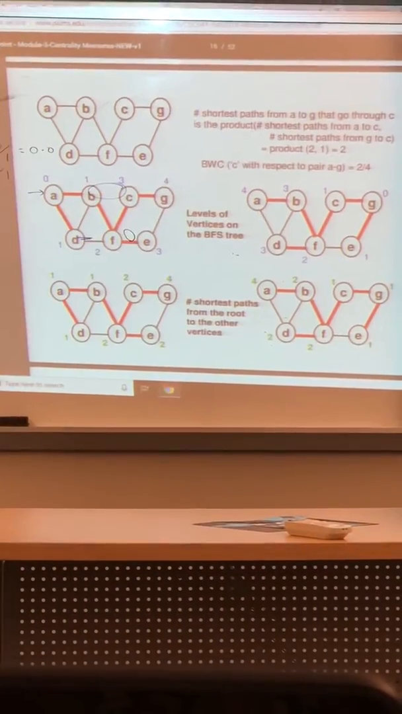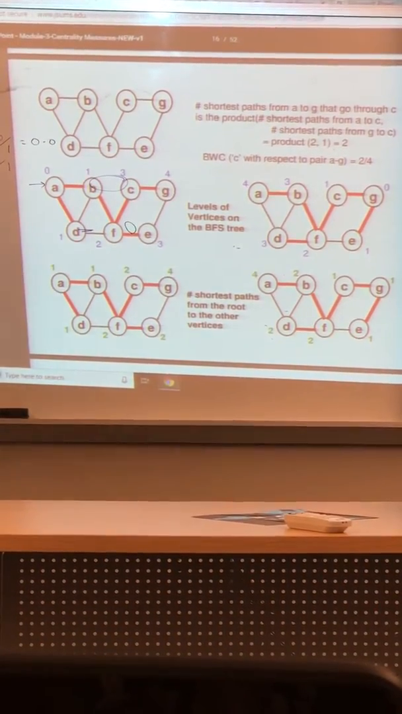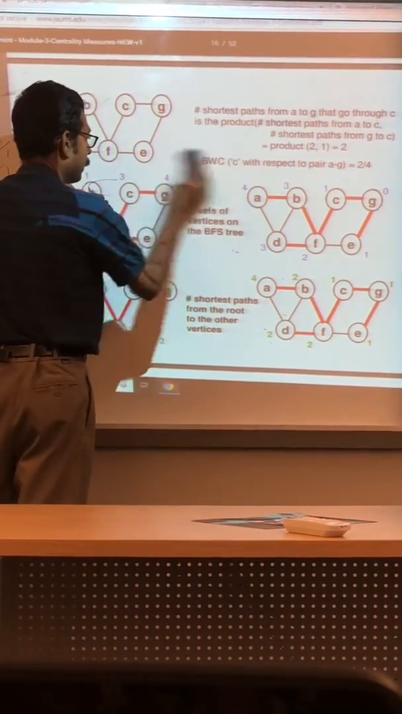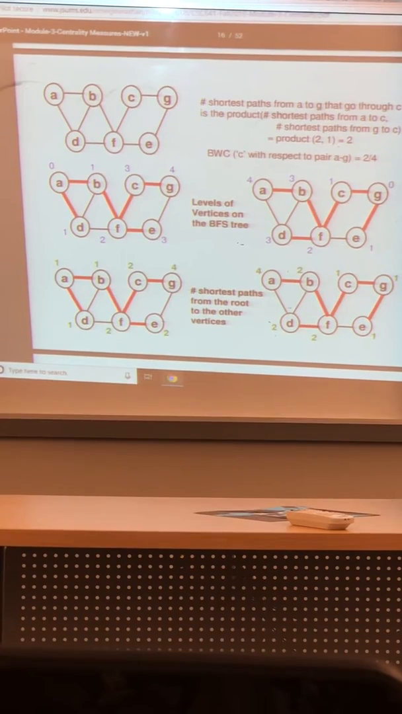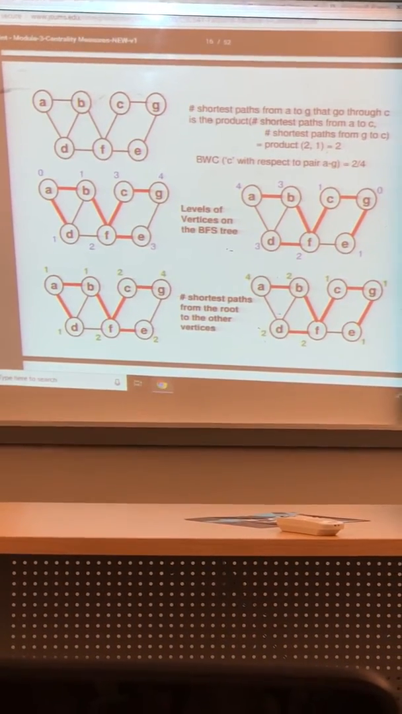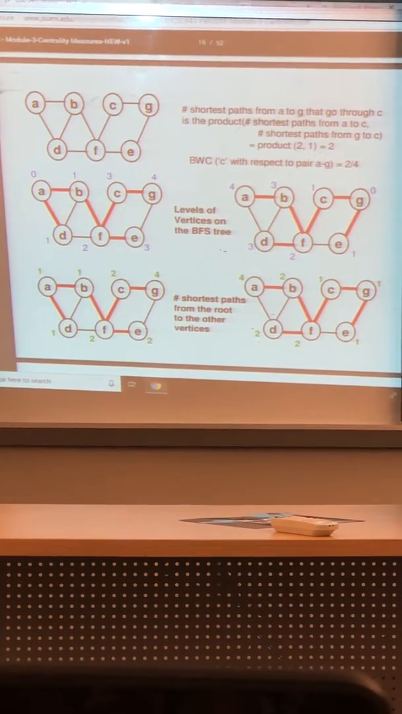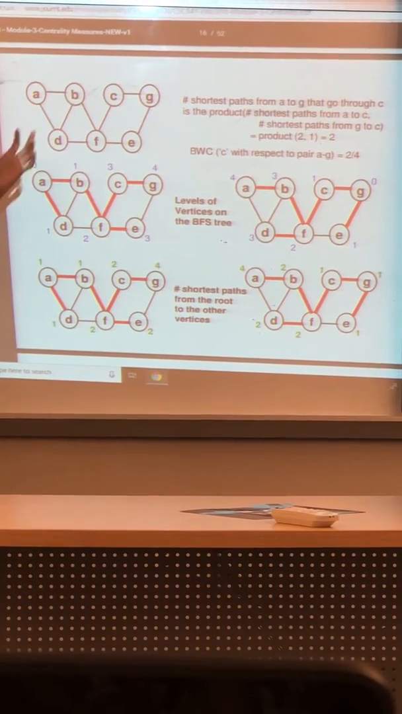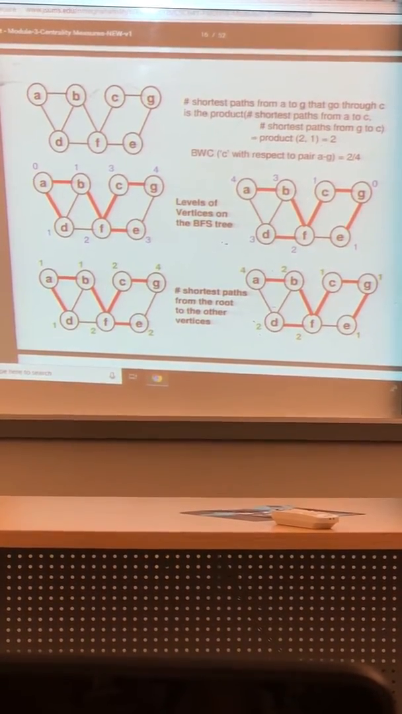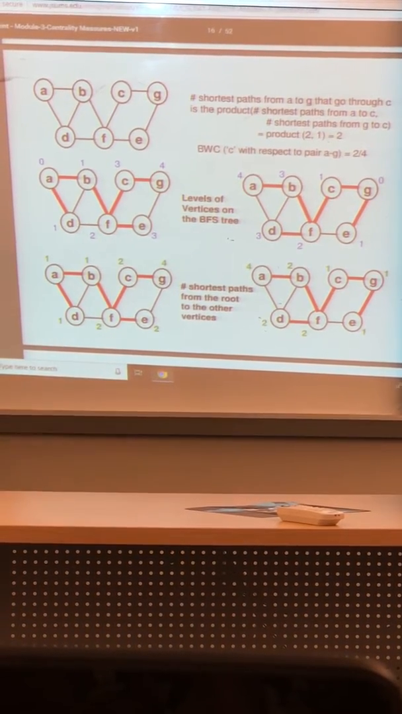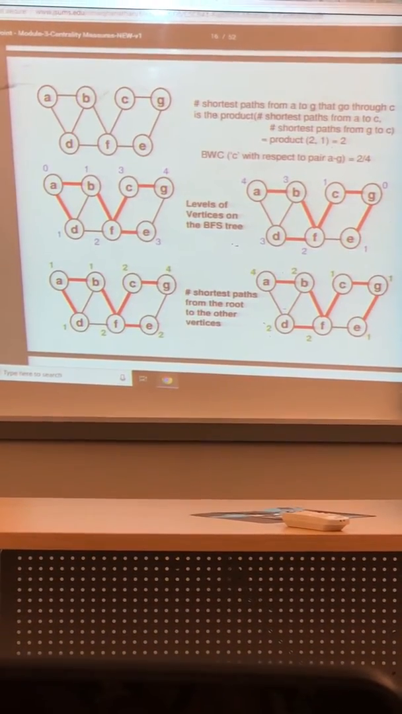So this is based on what is called breadth first search. We saw this breadth first search in the first module. Remember? At that time I said we'll come back and use this to compute betweenness centrality. So let's go through this. Given a graph, here the vertices are just labeled with the alphabet A through G. You can label either using numbers or alphabet like this.